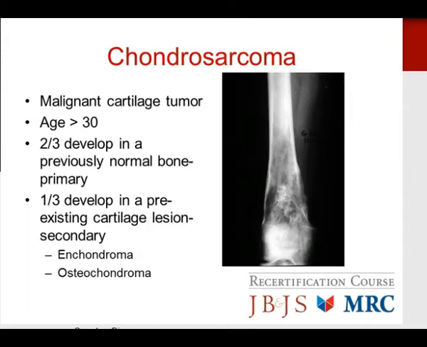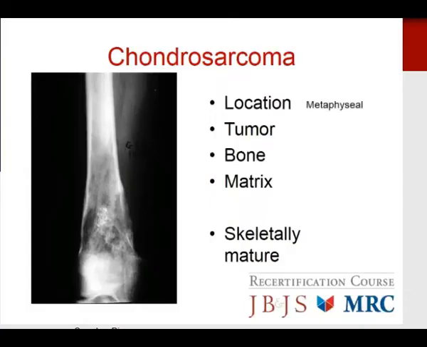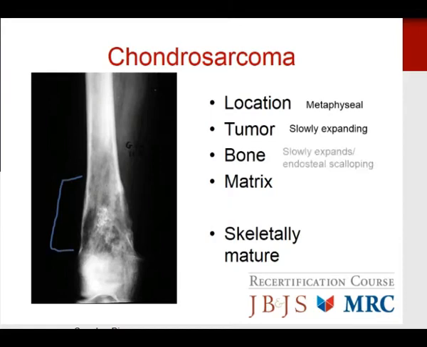When we ask our four questions, location, bone-tumor interaction, and matrix, we see that the location again is metaphyseal. The tumor is very slowly expanding. It doesn't appear as aggressive as the osteosarcoma did. It's creating an abnormal appearance to the bone and the overall bone architecture. The bone is trying to respond by slowly expanding. It also has endosteal scalloping or erosion as it tries to move out of the way of the tumor and then heal itself. The matrix is very specific for chondrosarcoma.